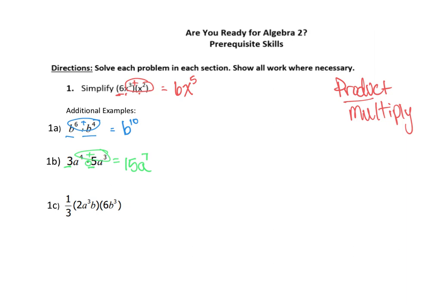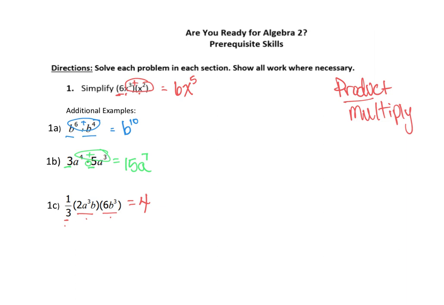Okay, the next problem that's similar, that has product rule, is I have 1/3 times 2a cubed b times 6b cubed. Notice this is 3 separate terms, and that's fine. 1/3 is still a coefficient. Fractions can be coefficients. They're not in the exponent position, so I'm going to use it in the same way. I'm going to do 1/3 times 2 times 6, which would be 4. So that's our coefficient here. Use your calculator if you're not sure.